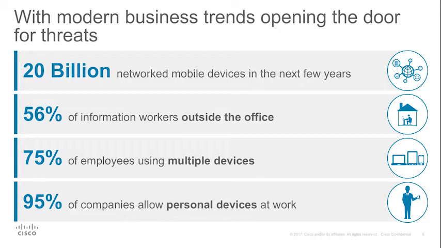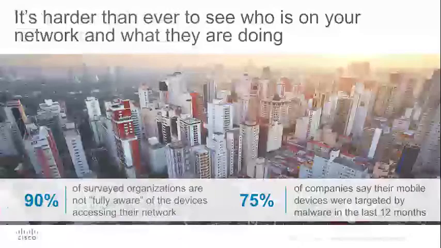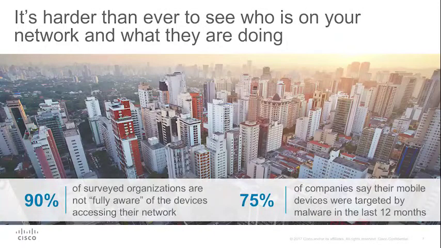This means that it's harder than ever for organizations to see who and what is on their network. As more and more employees use their personal devices for work, organizations start to lose sight of exactly what and who is on their network. A recent report noted that 90% of surveyed organizations were not fully aware of the devices accessing their network. These blind spots quickly translate to security threats.